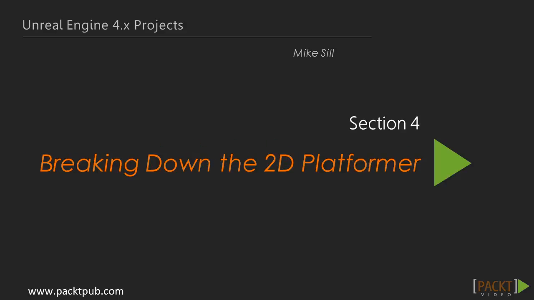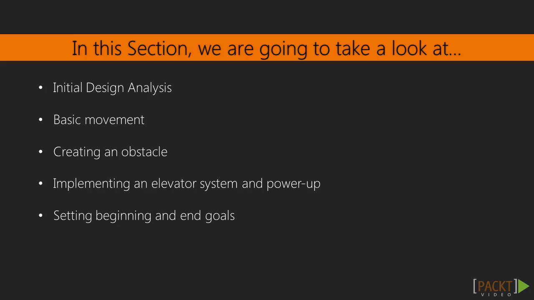Welcome back to Breaking Down the 2D Platformer. In the last section, we tackled a classic like Pong. In this section, we'll take a look at the simple mechanics of a game like Donkey Kong. We'll take a look at the initial design analysis and graybox our environment. We'll also modify our basic movement of our characters. We'll create an obstacle to jump over and one that can damage us. Lastly, we'll implement an elevator system with a power-up and create our end goals.